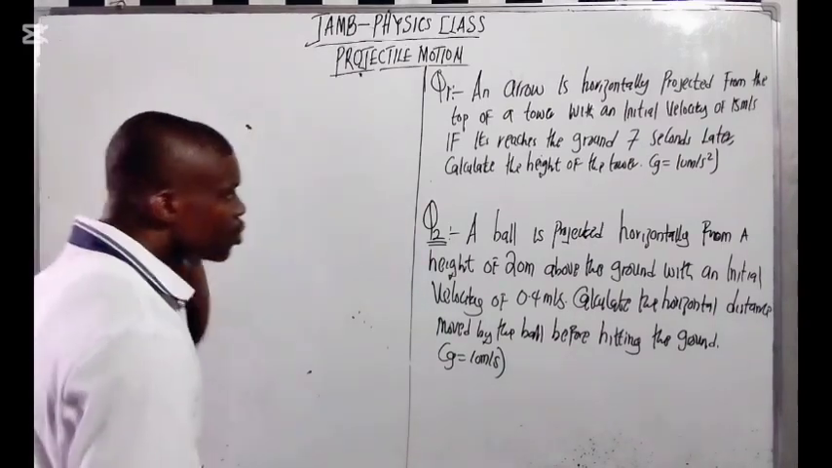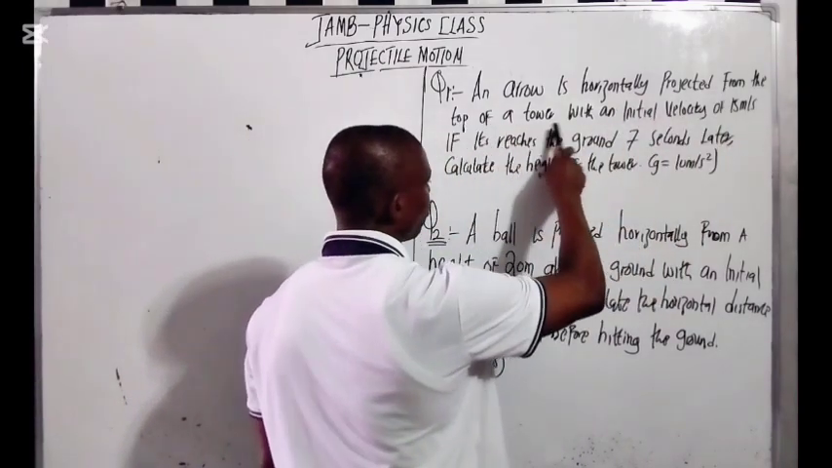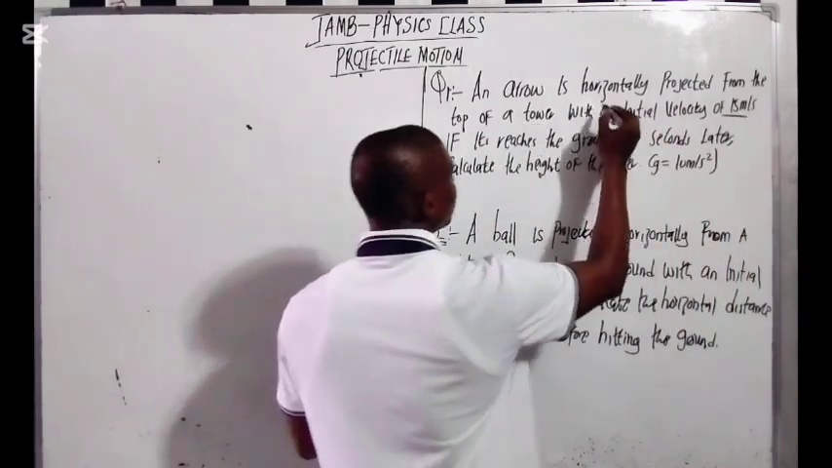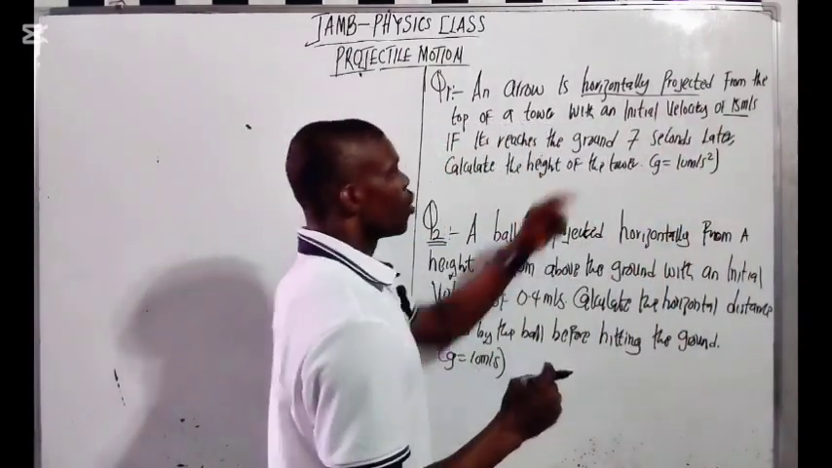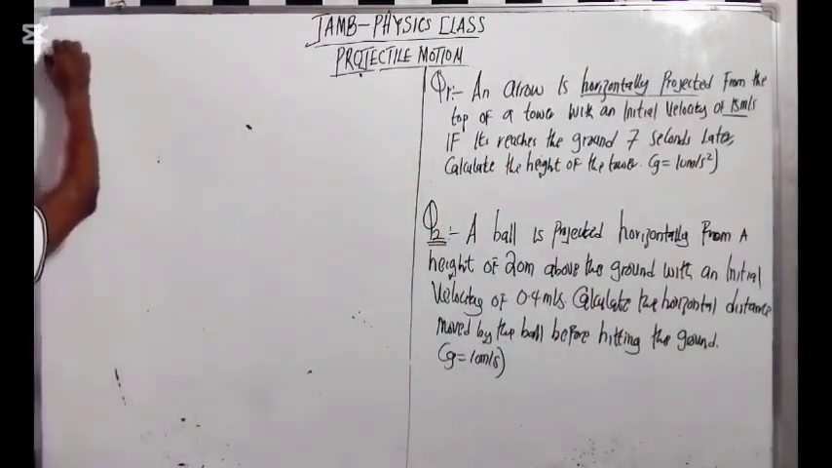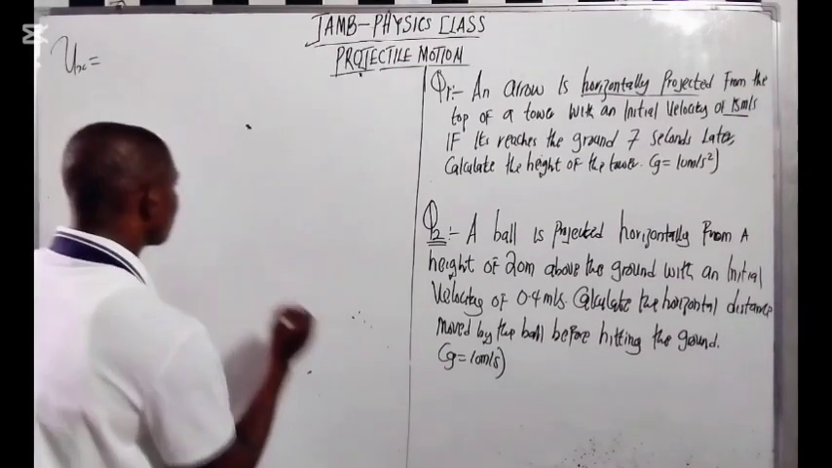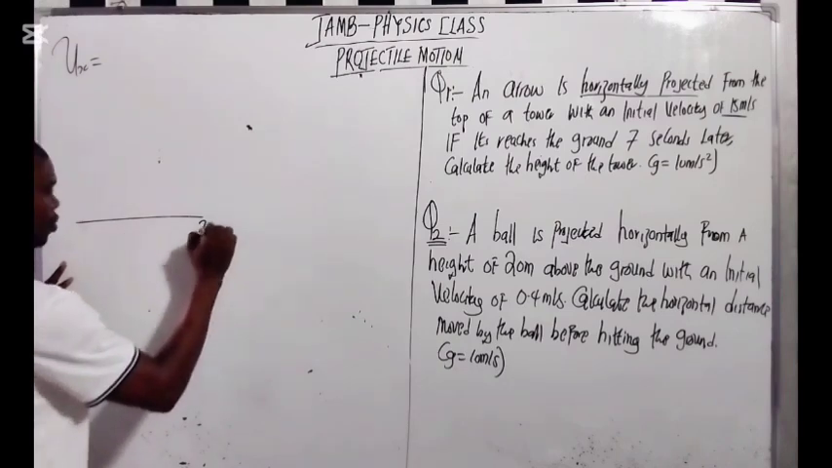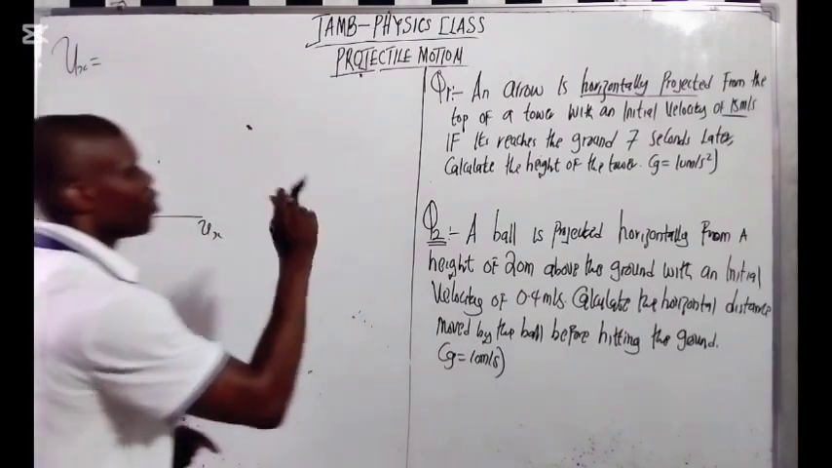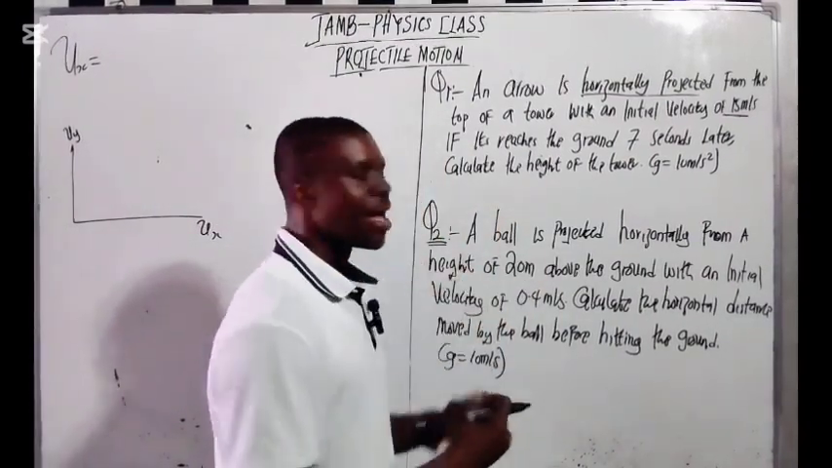An arrow is horizontally projected from the top of a tower with an initial velocity of 15 meters per second. Now this one you're seeing here is called horizontally projected. So this is called the horizontal initial velocity, ux, which is the initial horizontal velocity. Remember here we have the horizontal velocity, which was ux, and the vertical velocity, uy, right? So the velocity given to you, is it horizontal or vertical? It is horizontal. How do you know it is horizontal?